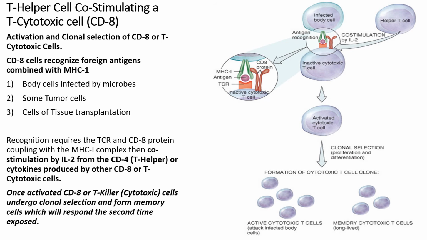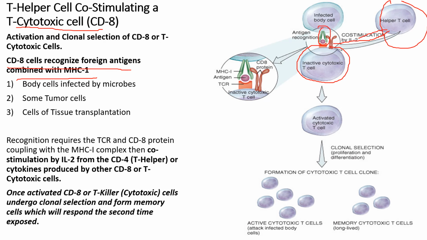T helper cell co-stimulating a T cytotoxic cell. So now that T4 cell that was activated already, as we said, can make a lot of cytokines. And so now the CD8 cells are recognizing the foreign antigens combined with the MHC1 on the T4 cell. So here we go. Here's an infected body cell, and here's a T helper cell, right? Releasing and co-stimulating this T cytotoxic cell that comes into contact with that MHC and that protein of that antigen.